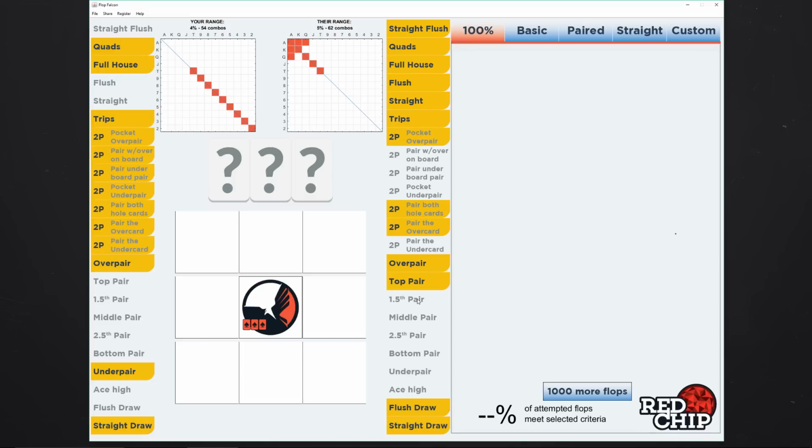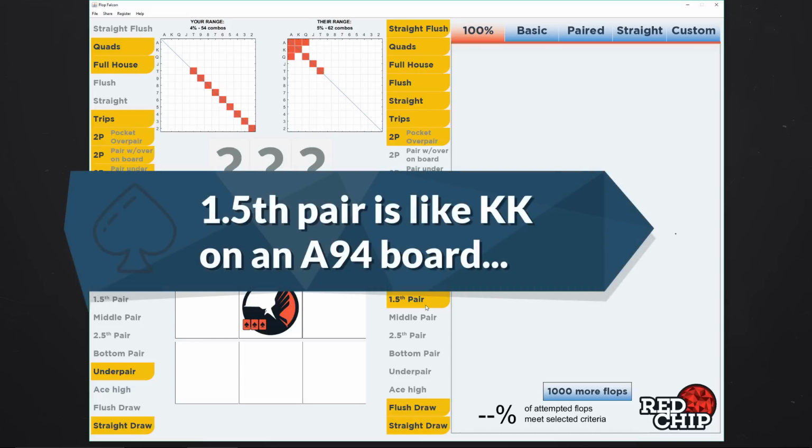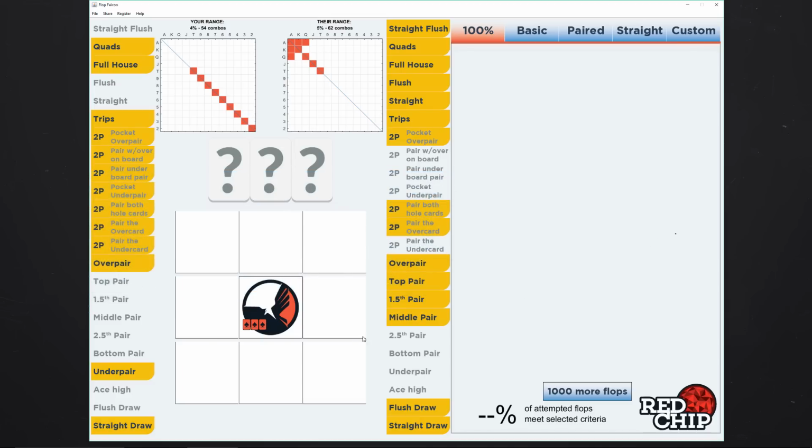Well, probably 1.5 pair. And what this means is, say someone has kings on an ace-high board, right? That is 1.5 pair. It's not second pair, but it's definitely not first pair, so it's 1.5. So I think that's probably pretty fair. A middle pair, because based upon the way they would catch middle pair, I think that's pretty strong. So that's what I'm going to consider them hitting with in this scenario.